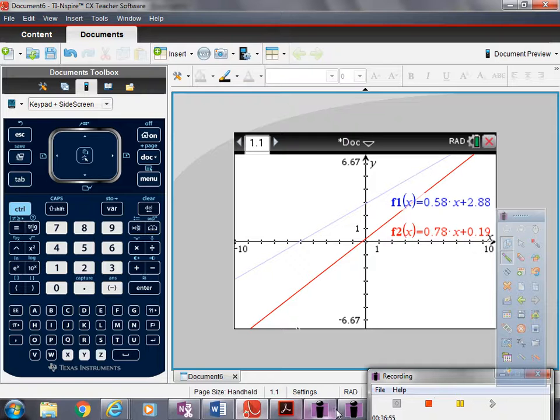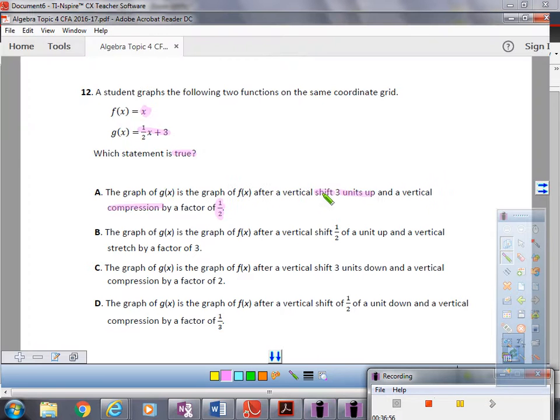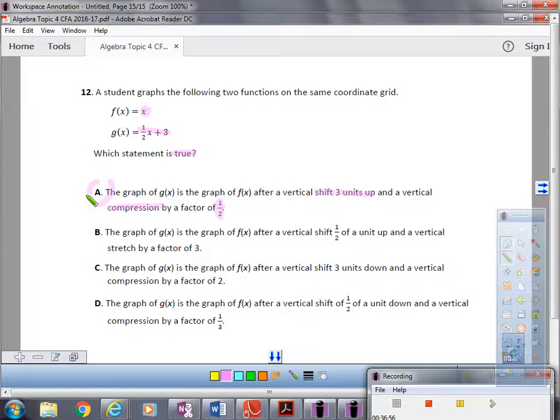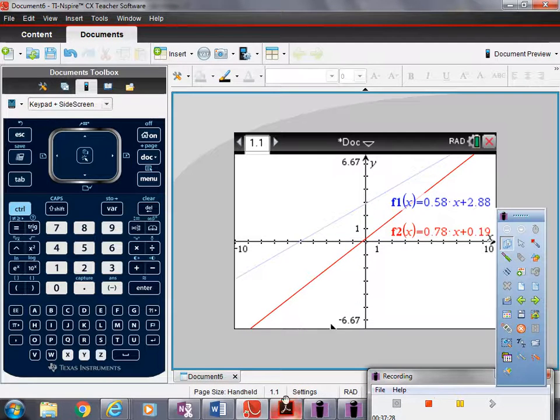And so let's look at our answer choices. This one said vertical shift up, and then a compression by a factor of 1/2. So it's the very first one. Correct answer is A. This one said it stretched. That's wrong. This one said it moved down. That's wrong. And this one said it shifted only 1/2 unit. Oh, down. That's wrong. So you can kind of see the rest of them are. The best one would be that it shifted up 3 and it compressed by a factor of 1/2. All right. So let's look at question number 13 next.